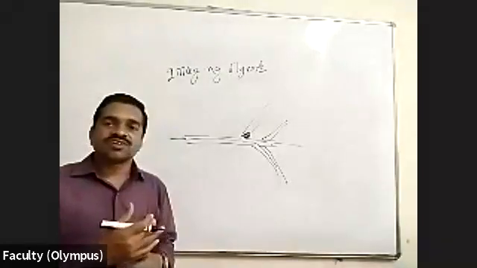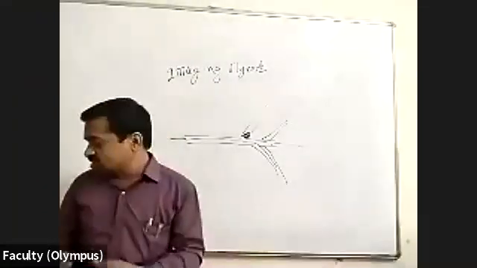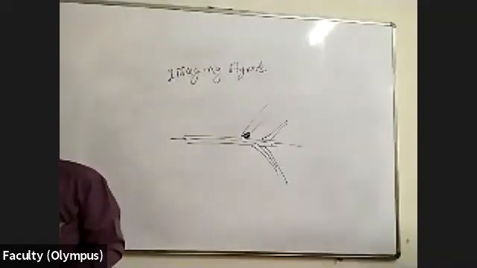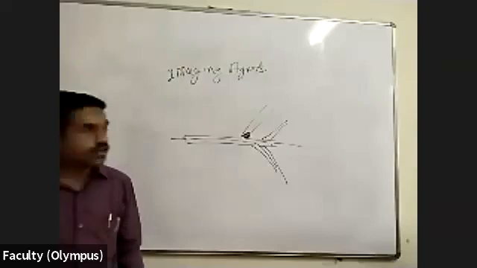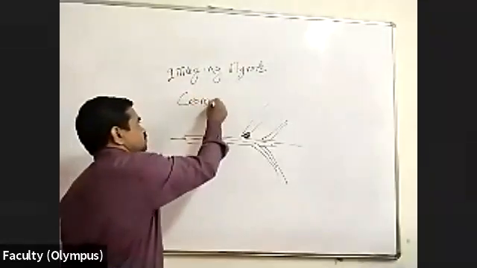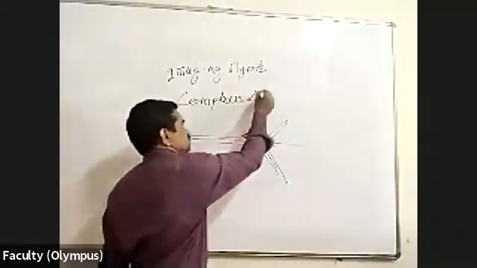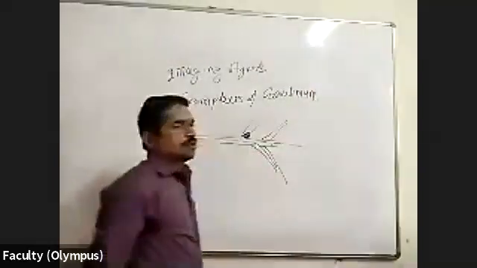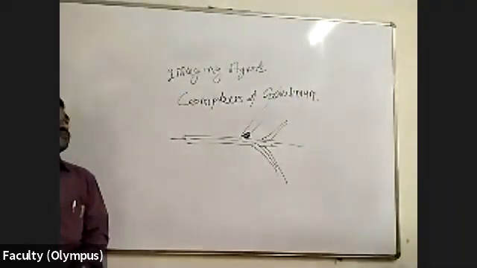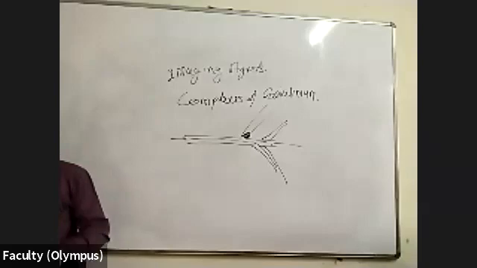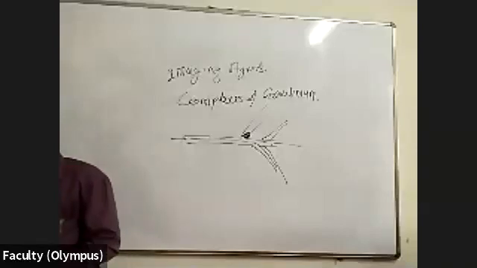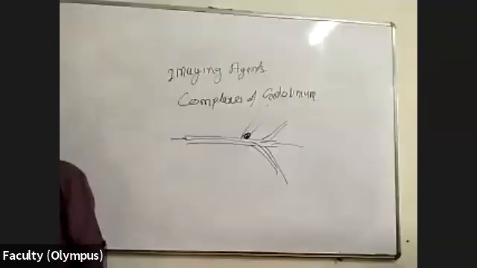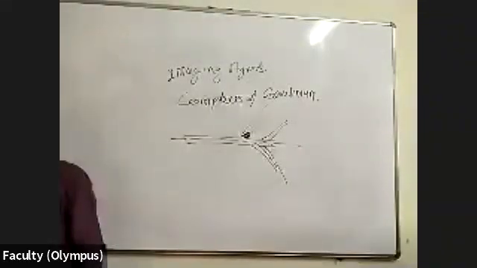That's why these are called imaging agents. Now mostly these imaging agents are inorganic complexes. These are the complexes of gadolinium. Gadolinium is a member of the F block elements, in the lanthanide series. Gadolinium complexes are used for this clinical purpose.